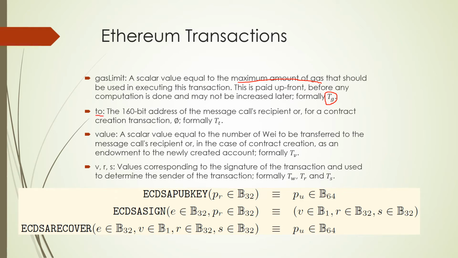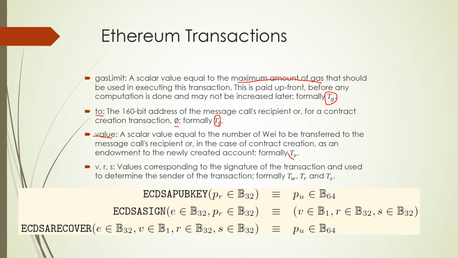Then we have the to field, which is basically the 160-bit address identifying the recipient of the message call, or if the transaction is a contract creation transaction, the to field has to be empty, and the to field is represented by T sub T. The value is another field, which is basically the number of Wei to be transferred to the message call's recipient, or in the case that the transaction is a contract creation, it's going to be an endowment to the newly created account.